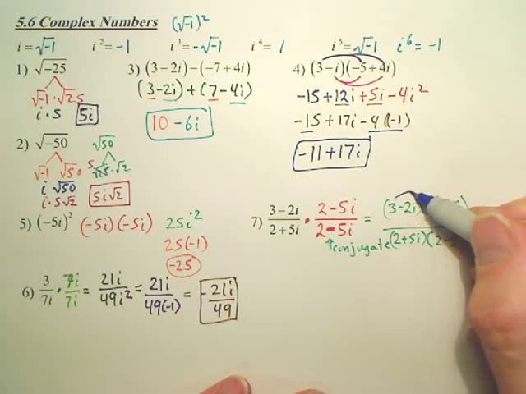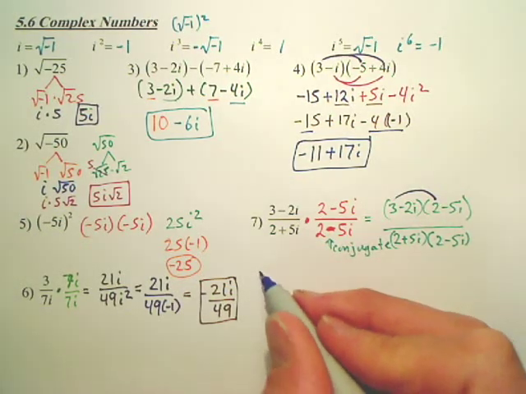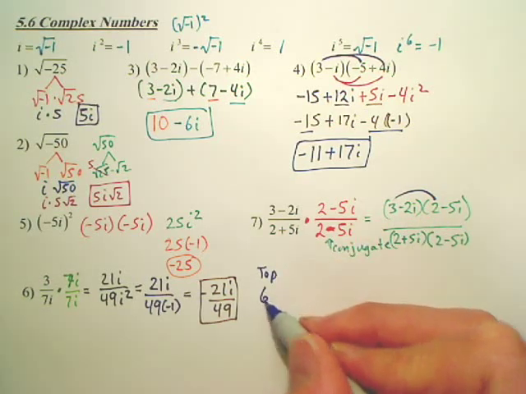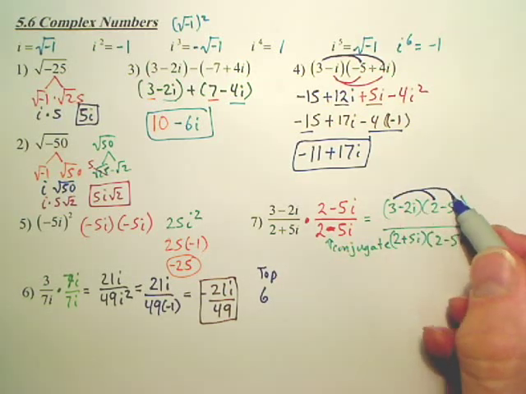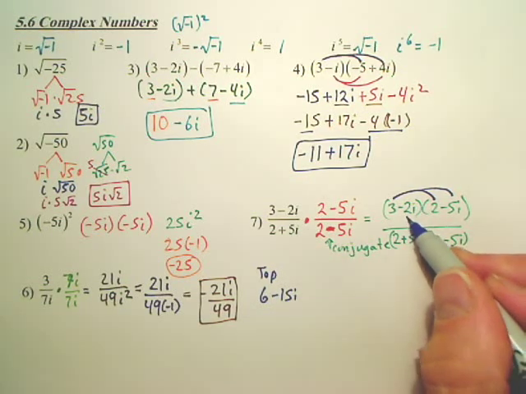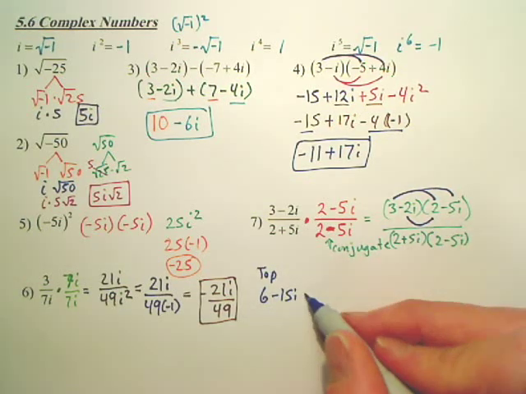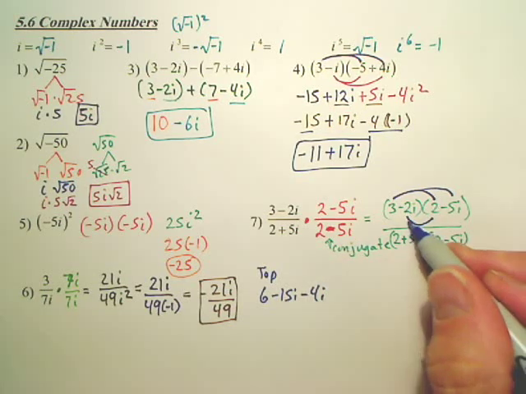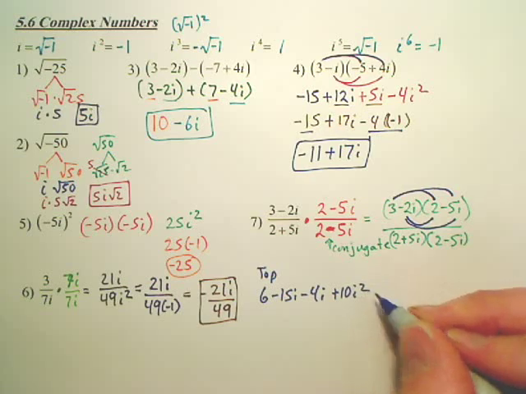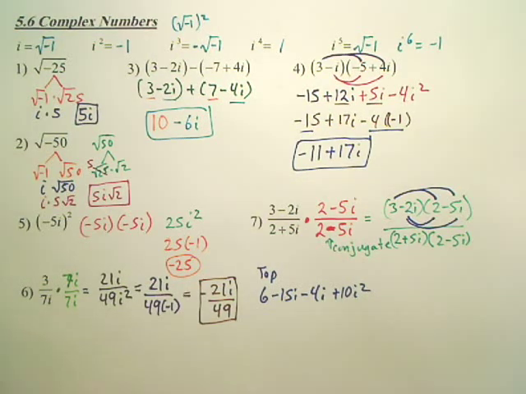If I multiply the top, I'm going to do the top right here. 3 times 2 is 6. 3 times negative 5i is negative 15i. Negative 2i times 2 is negative 4i. And negative 2i times negative 5i is positive 10i squared. That's the top.